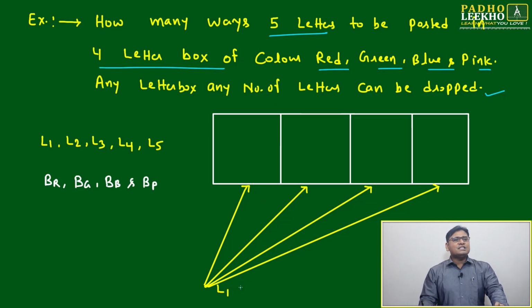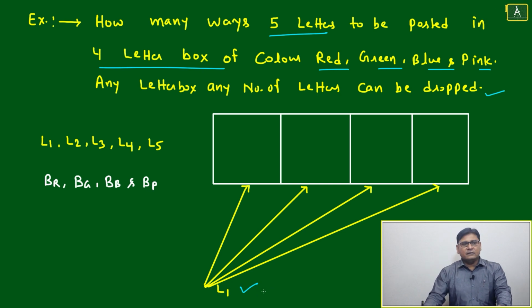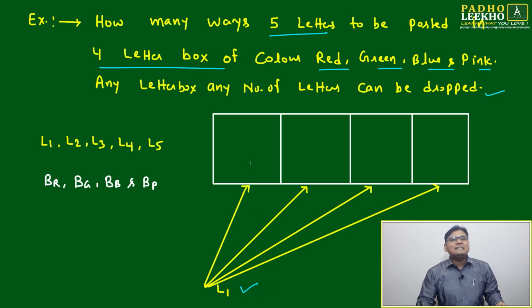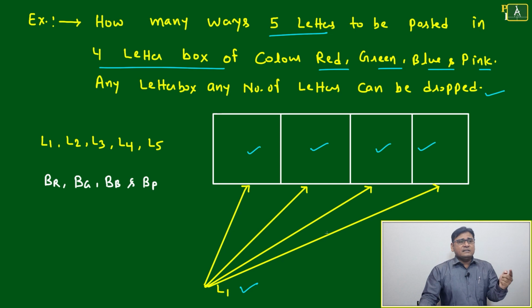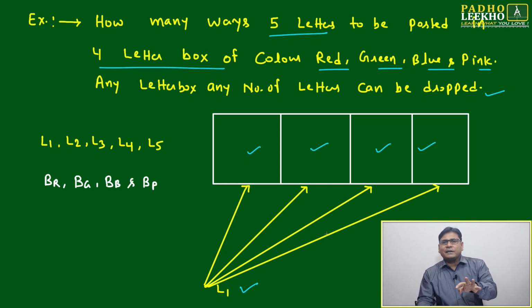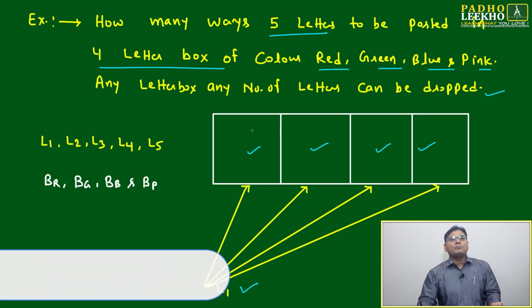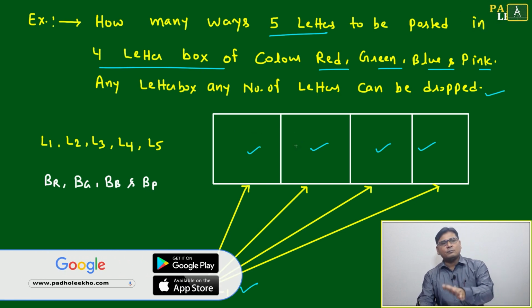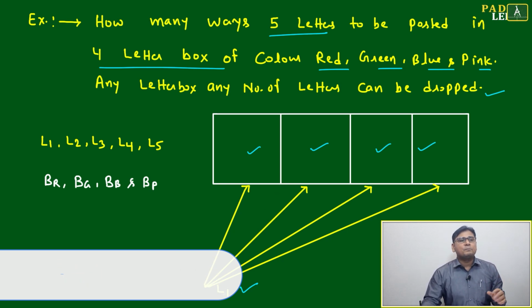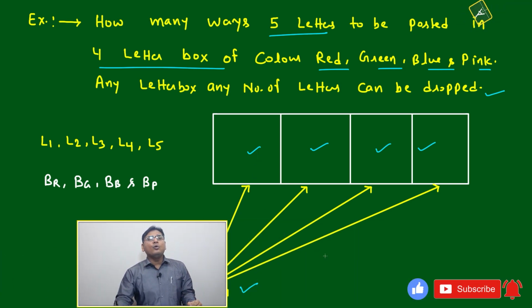Okay. Now just suppose letter L1 you have taken. Then this letter L1, how many places can it go? It can go here, here, here and here. All 4 places. Just try to understand. Definitely this understanding will be a little different from selection. Here we are not doing selection. Here we are just thinking that because any box can take any number of letters, all 5 letters can go in one box, or one box can take 4 letters and another box 1 letter. All the possible distributions are there. Then any one letter L1 can go to how many places?